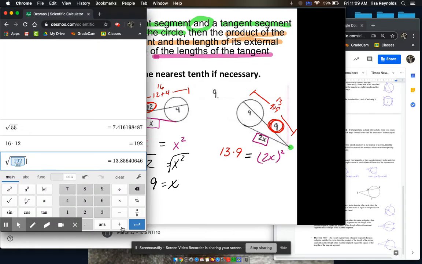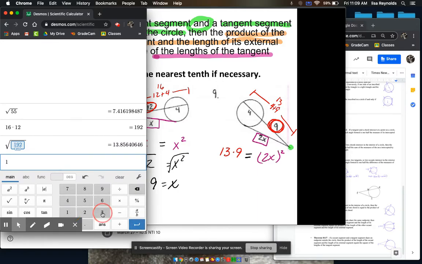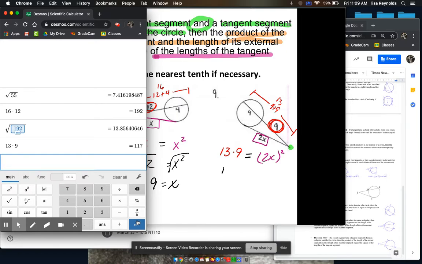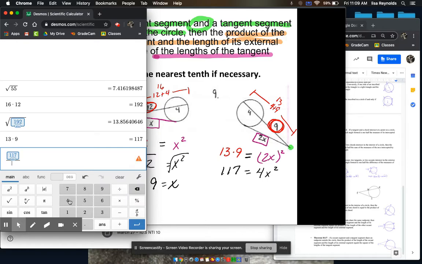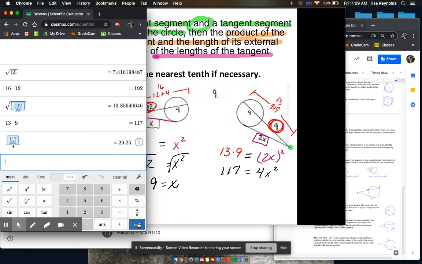So 13 times 9 is 117. When you have to square 2x, you have to square the 2 to get 4, and you have to square the x to get x squared. We're going to divide by 4, so we're going to take that previous answer of 117 and divide it by 4 to get 29.25. I don't want to round yet.